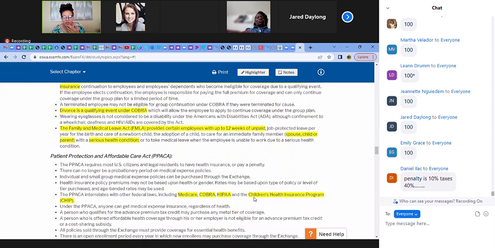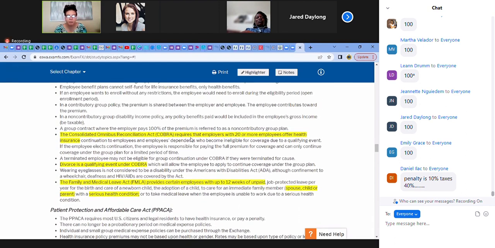All right, so here's this part. We're going to do the top two. PPACA, Patient Protection and Affordable Care Act. You must know that. And they're going to ask what is involved or falls under that. The words Medicare, COBRA, HIPAA, and the Children's Health Insurance Program. That means all children are provided health insurance if their parents can't afford it. That's CHIP. We talked about HIPAA. We're going to talk about COBRA and Medicare.